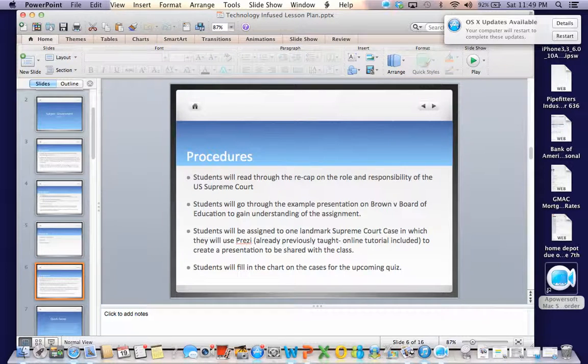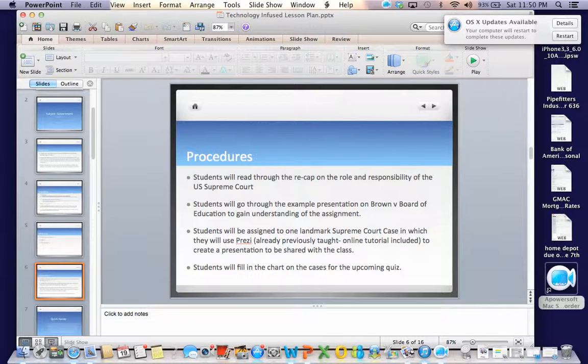All right, so the procedures for this lesson are: students will read through the recap, which I'll go through in a minute, on the role and the responsibility of the Supreme Court. Students will go through the example presentation on Brown versus Board of Education to gain better understanding of the assignment. Students will then be assigned to one landmark Supreme Court case in which they will use Prezi, which has already previously been taught, but I've also included an online tutorial. They'll use this to create that presentation to be shared with the class, and then students will fill in the chart on the cases for the upcoming quiz.